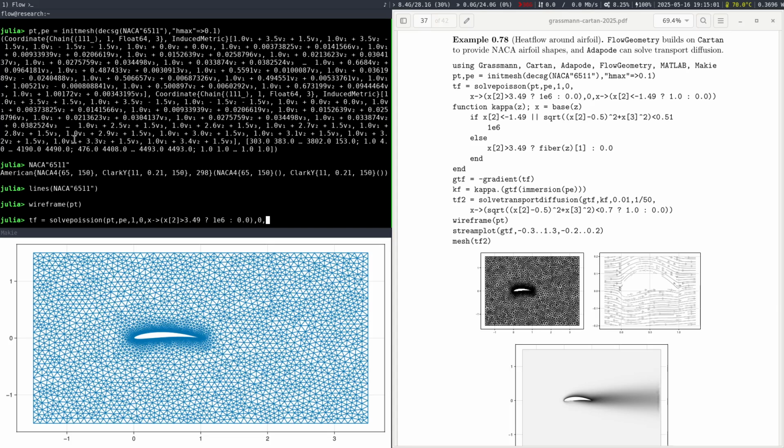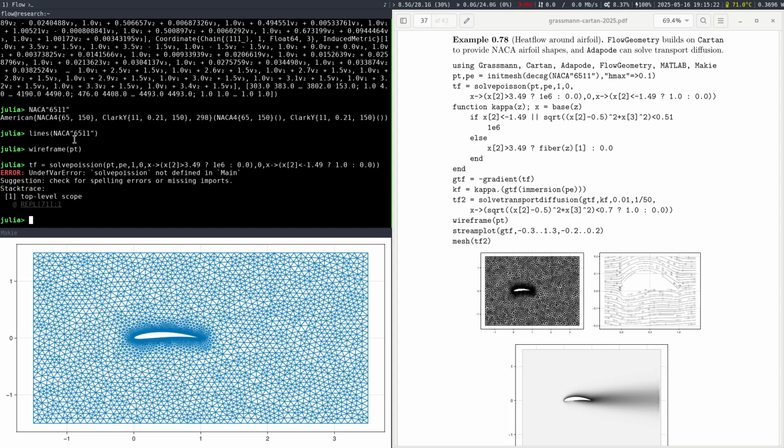So this is just specifying some boundary condition data using geometry information. The exact meaning of all this is not so important.